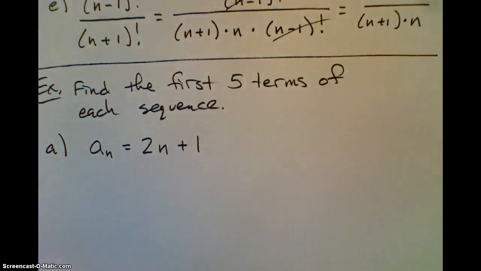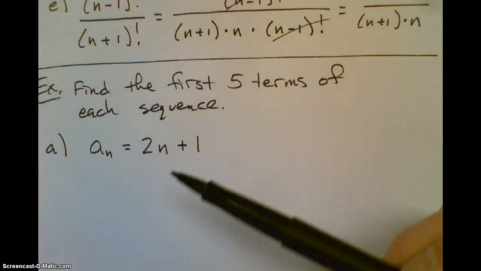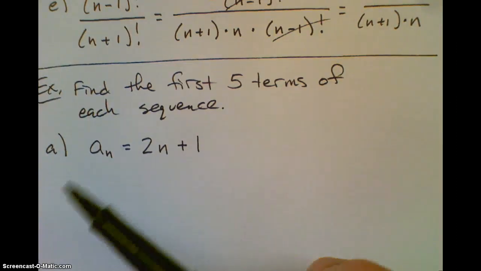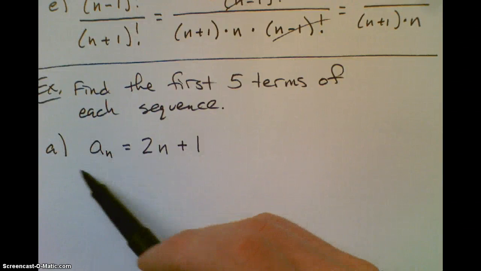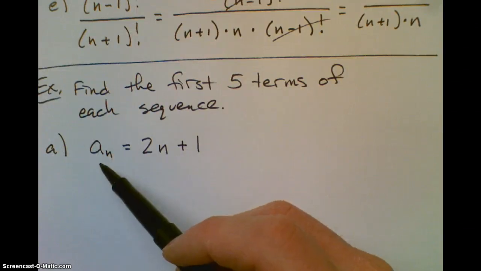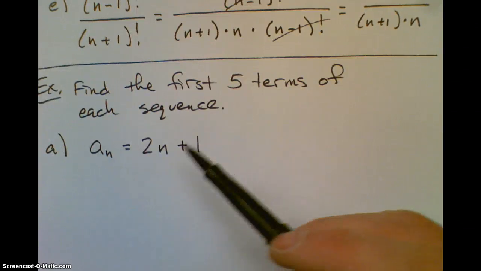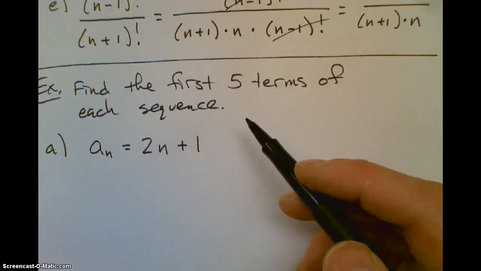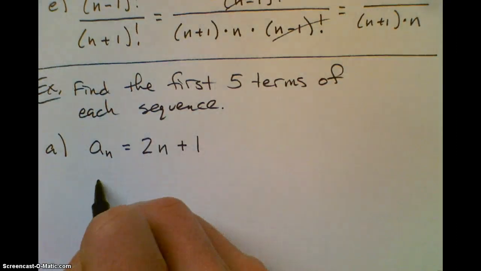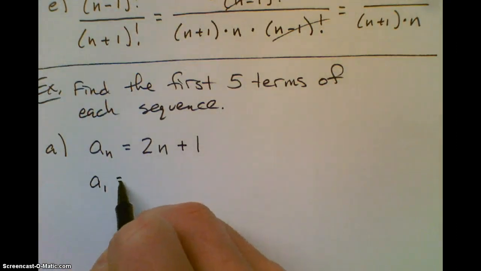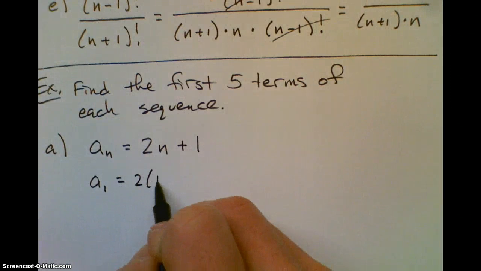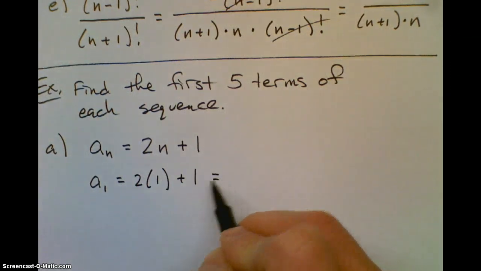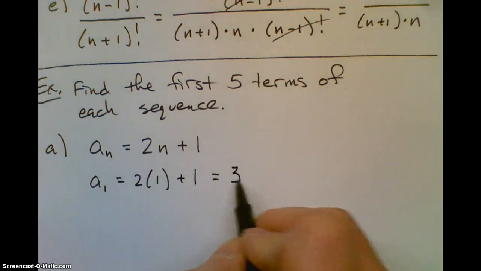So something you're going to want to get used to is using different variables. A lot of times we would just say f of x equals 2x plus 1 back in algebra. But now A sub n stands for a generic term in our sequence. And each of the terms is generated by plugging in the numbers 1, 2, 3, 4, 5, etc. into this expression. So if I wanted to find the first term, a sub 1, I would simply substitute in 1 to the expression. So that would be 2 times 1 plus 1, which would give us 3.